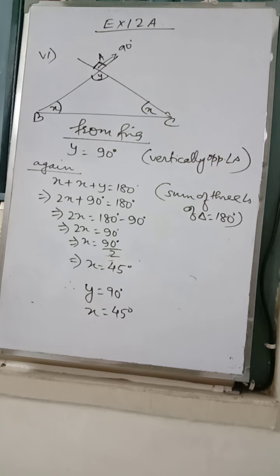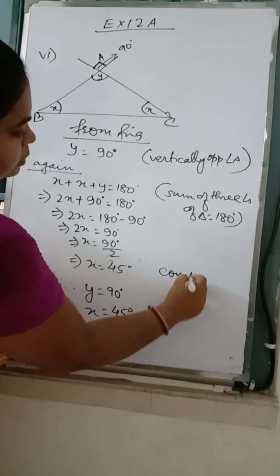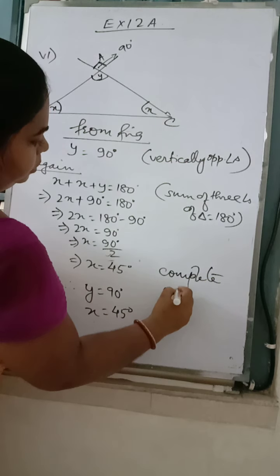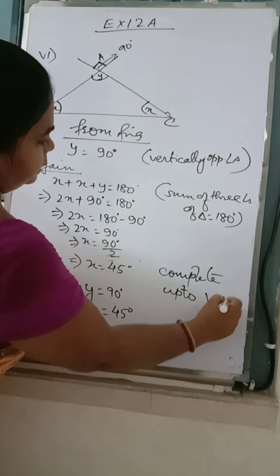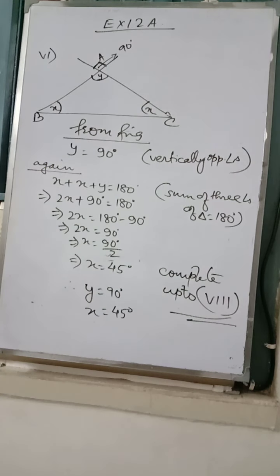Then you have to finish up to question number 8. If there is a doubt, you can ask me in the comment box. You should ask. First you should practice, and the figures have to be constructed using scale and pencil. No rough figure. You must draw with the scale and pencil, and you must write it. Okay, up to question number 8 you finish.